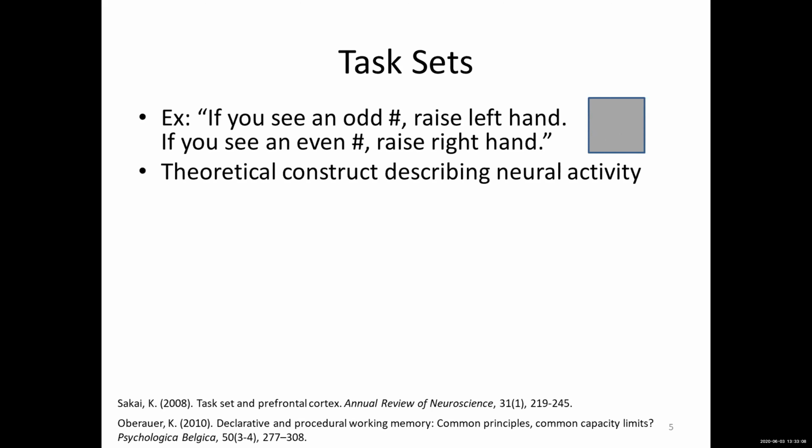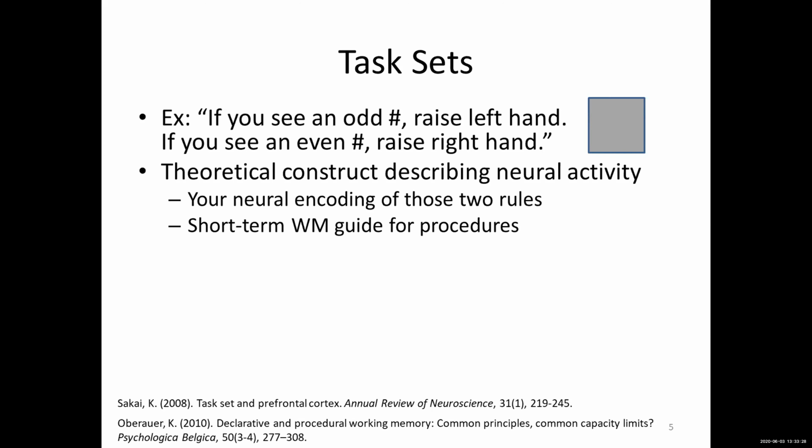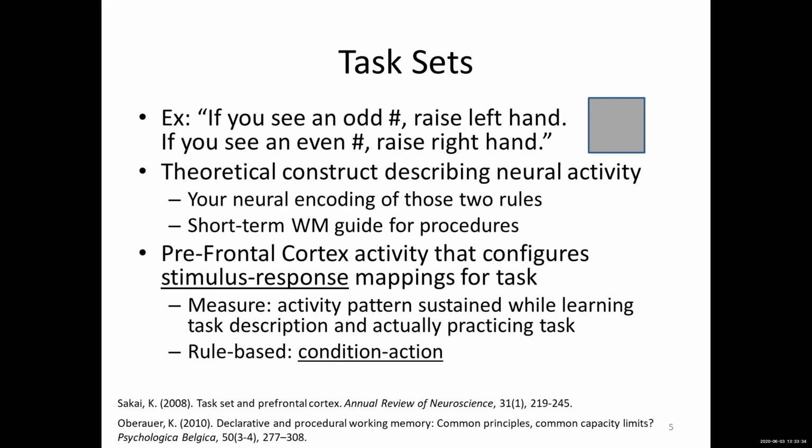But now, how did you do that? So task sets are a theoretical construct describing the neural activity that you use to understand the instructions that I gave you about this task and then to play along with it. Your neural encoding of those 2 rules that I gave you. The first rule being with the odd number, the second rule about what to do with an even number. So task sets are a short-term working memory guide for procedures in your prefrontal cortex. You can measure this as an activity pattern that you see in your prefrontal cortex that's sustained from the time that I tell you what the rules are, and then while you're waiting for the task, and then when you actually perform the task.